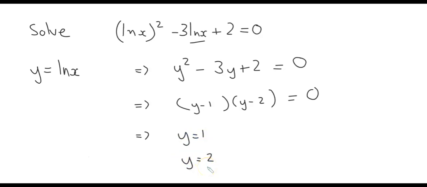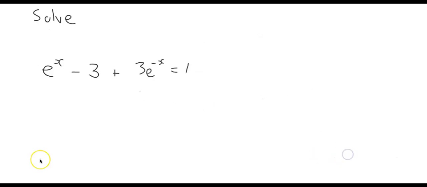2. But remember that y was equal to ln x, so 1 is equal to ln x, and 2 is equal to ln x. And how do we proceed to solve that? Well, remember that ln is the same as log to base e, so we can say that e to the power of 1 is x, or x is e, and also x will be e squared.